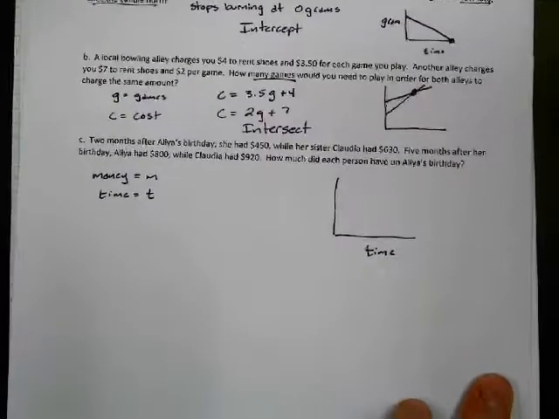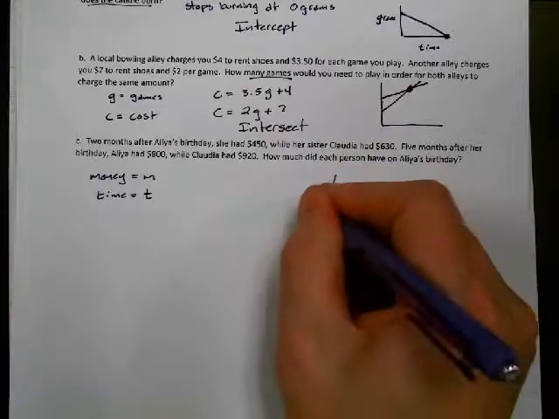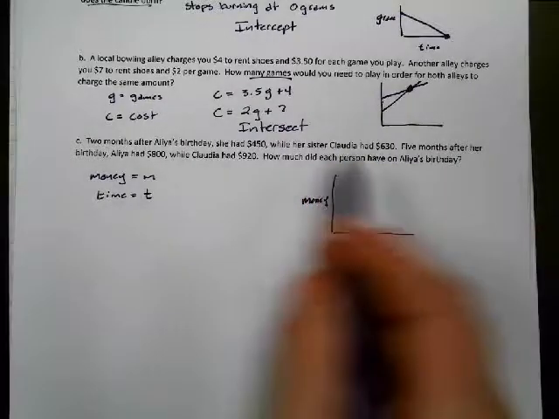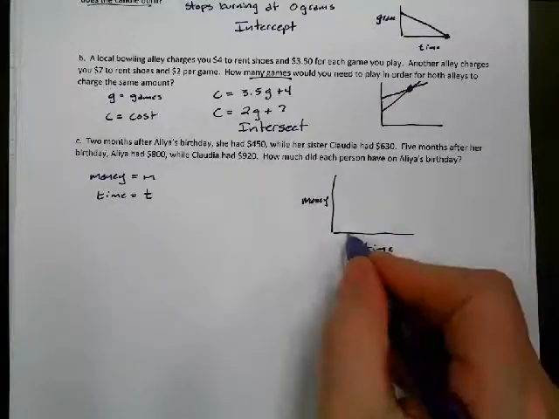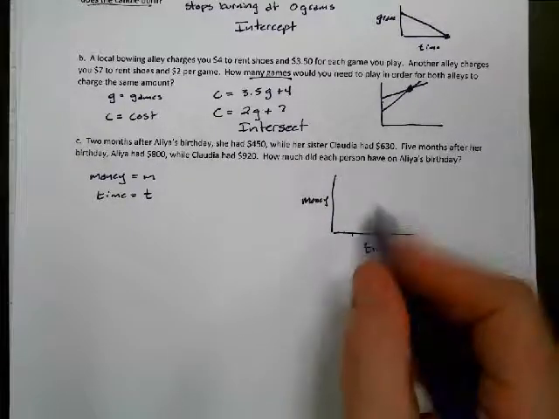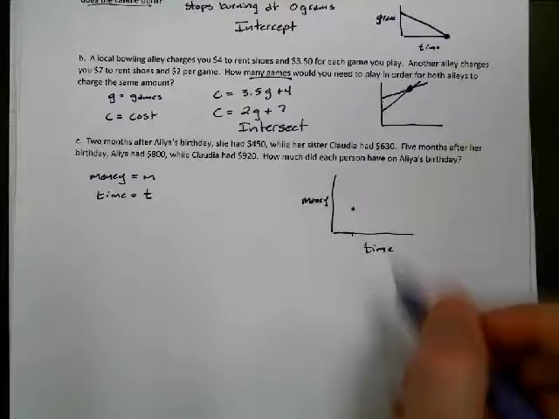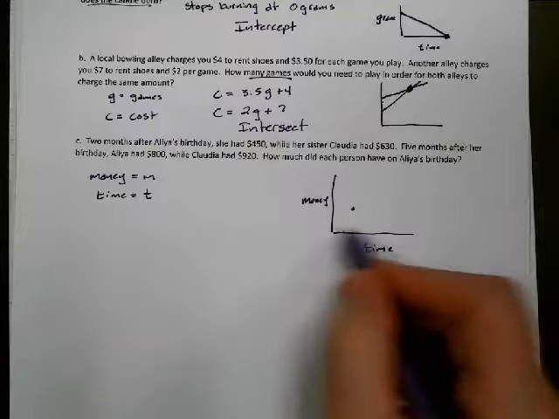So I've got two different situations. So 2 months later, we've got Aaliyah, and she's got $450. Let's just call this $450 right there. And 2 months later, she has $630. So Claudia has more. Okay, this one, green one's going to be Claudia.